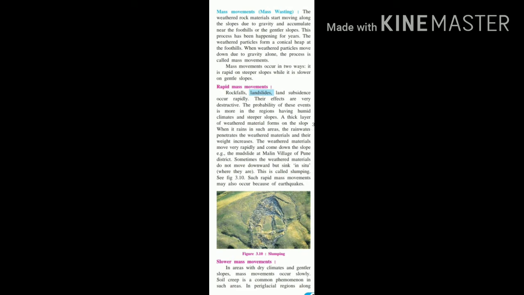Now the probability of these events is more in regions with humid climates, where rainfall is more and slopes are steeper. A thick layer of weathered material forms on the slope, and when it rains in such areas, the rainwater penetrates the weathered material and its weight increases. The material becomes heavy, and it moves rapidly and comes down the slope because of the heaviness.